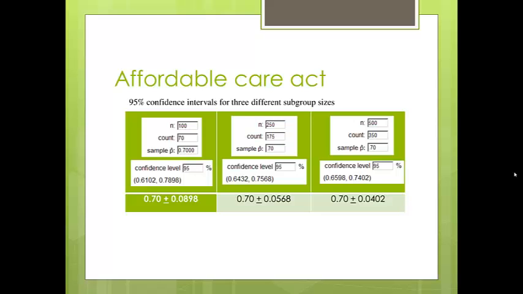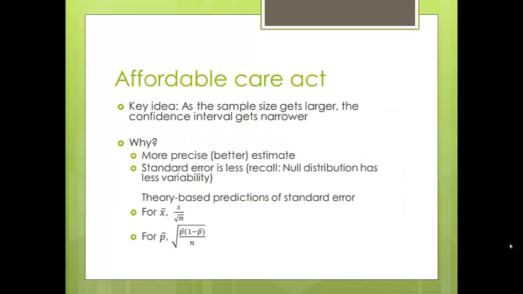Specifically, if you focus on the bottom row of the table, you'll see that in each case the sample proportion is 0.7, and the value that we're adding and subtracting, that's called the margin of error, is largest when the sample size is small, around 9% when the sample size is 100, and smallest when the sample size is large. It's around 4% margin of error when the sample size is 500. So what's the key idea? Well, as the sample size gets larger, the confidence interval gets narrower.